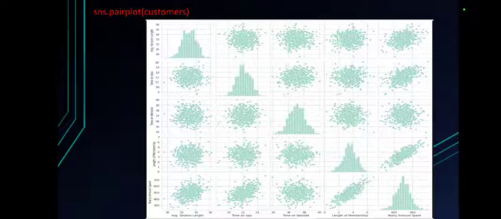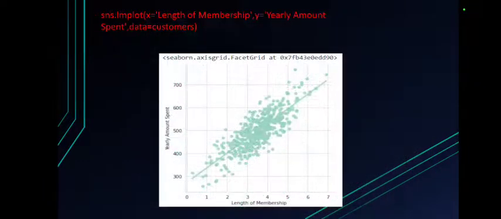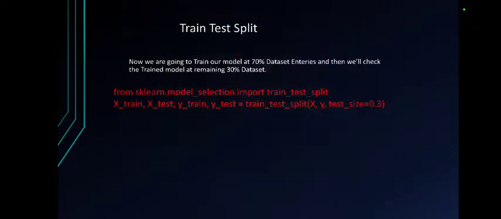The main purpose of a pair plot, from what I have seen, is to pick the right graph or relationship. Similarly, length of membership versus the yearly amount spent: as you can see, I have plotted a regression line, a scatter plot, and a best fit line. It tells me the trend is upward. The longer the length of membership, the more the customer is going to be spending over the year.